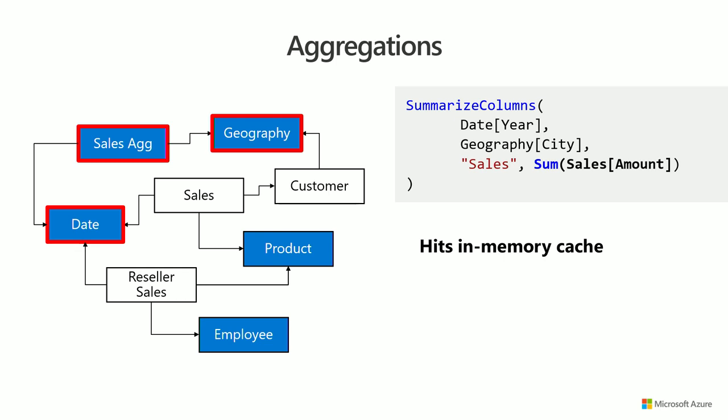And then the engine will figure out that it can actually answer that query from the in-memory cache hidden sales agg table, which is super fast, right? And a lot of BI queries are aggregated, so you can get a very high cache hit ratio.